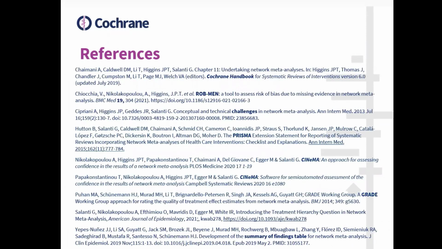And these are just some of the relevant references. This paper here in the American Journal of Epidemiology is the paper I was talking about with ranking. So if you are thinking about ranking in your review, then I think it's really important to have a look at this particular paper, because, as the title says, it's introducing the treatment hierarchy question in network meta-analysis. Because I think in the past, a lot of people haven't given much thought to which method of ranking they're using, and they'll just pick one because they've used it before or they've been advised to use it. But it's really important to think about what using that method actually means.